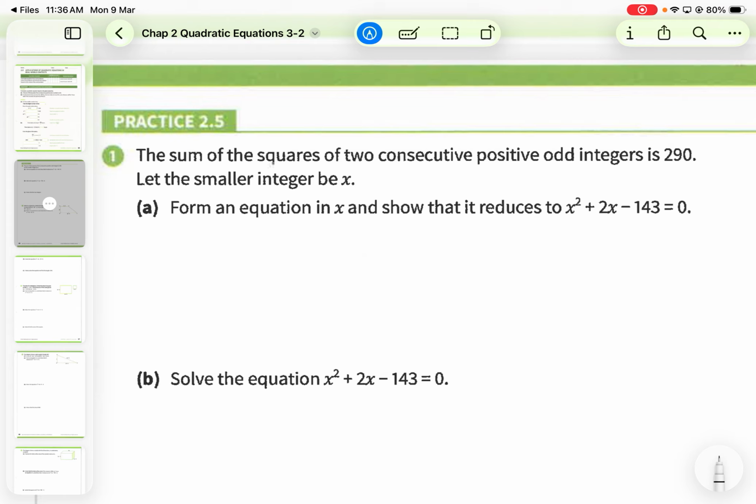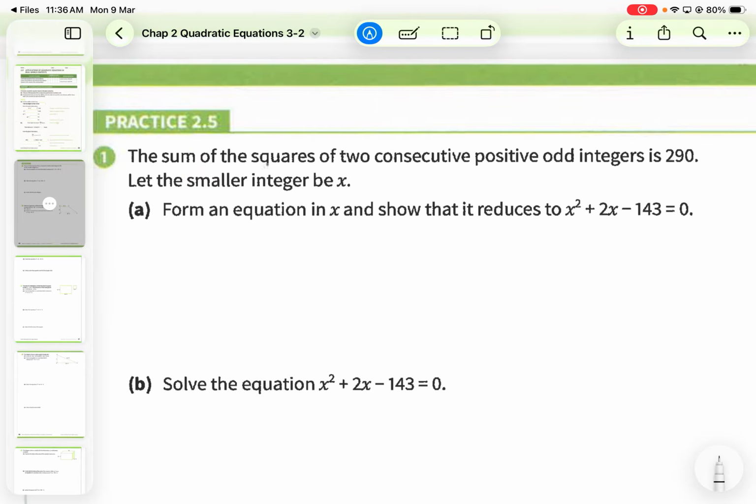Meaning when the smaller integer is x, the bigger integer is x plus 2, because the difference is 2. So if x is the smaller one, the bigger one is x plus another 2. Follow?